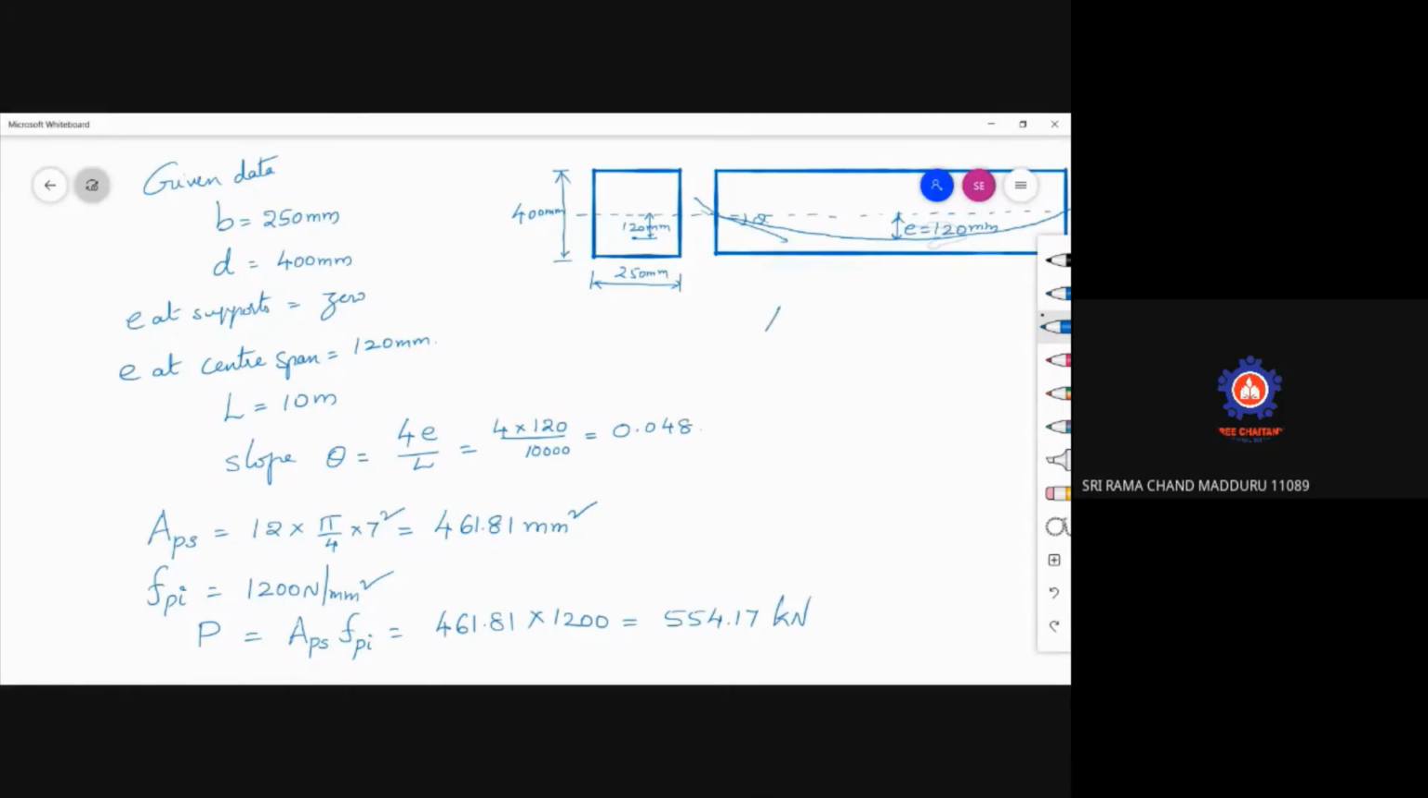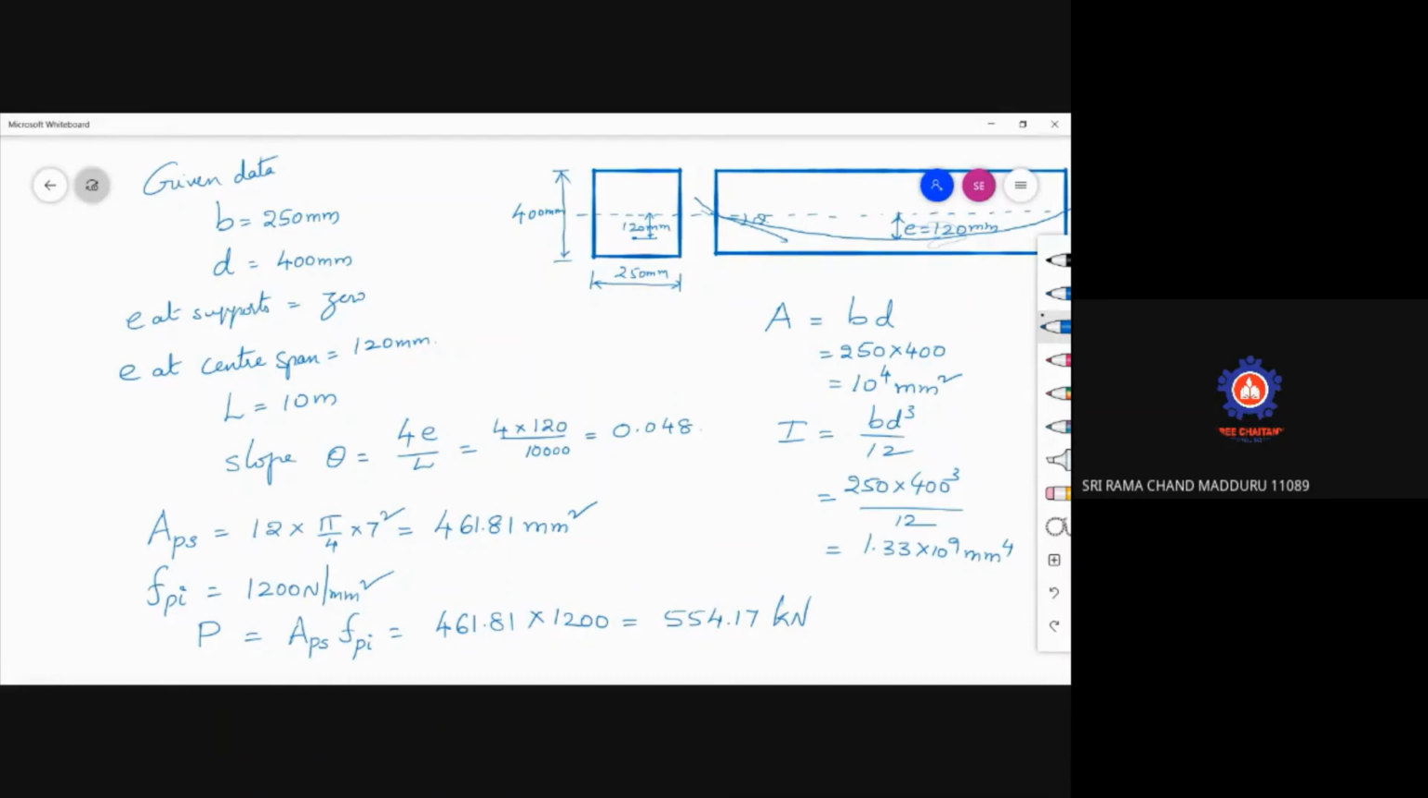You can calculate the area of the cross section, which is B into D, which is 250 into 400, which is 10 power 5 mm square. And moment of inertia is BD cubed by 12, which is 250 into 400 cube by 12. Now the stress in concrete at the level of steel is to be calculated.